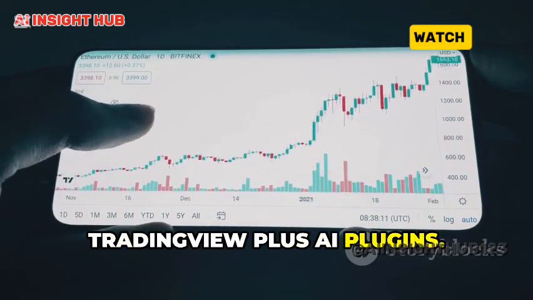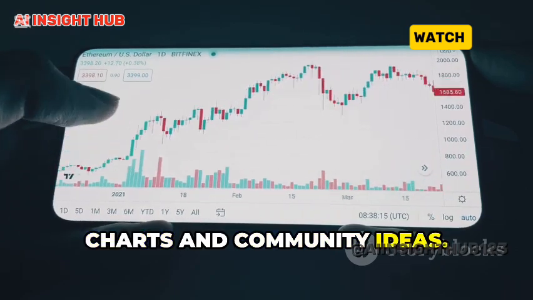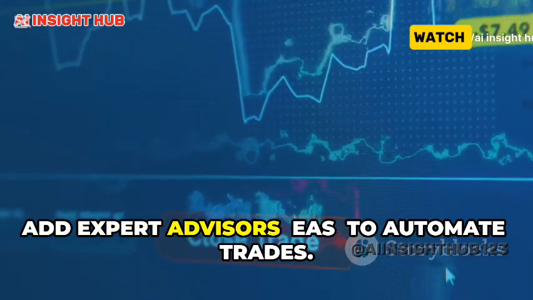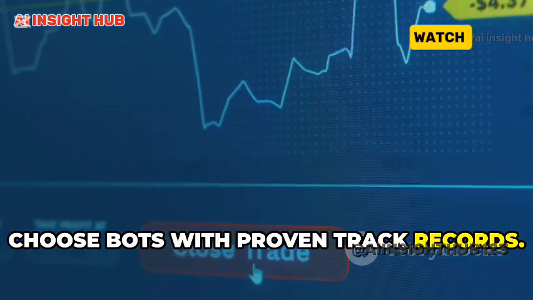TradingView plus AI plugins. Use smart indicators and AI-powered scripts, charts and community ideas. MetaTrader 4/5 plus Forex robots. Add expert advisors, EAs, to automate trades. Choose bots with proven track records.